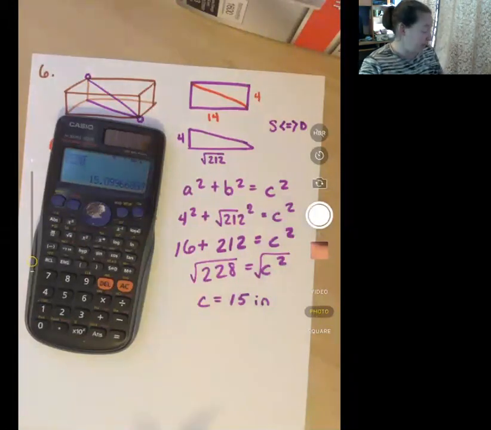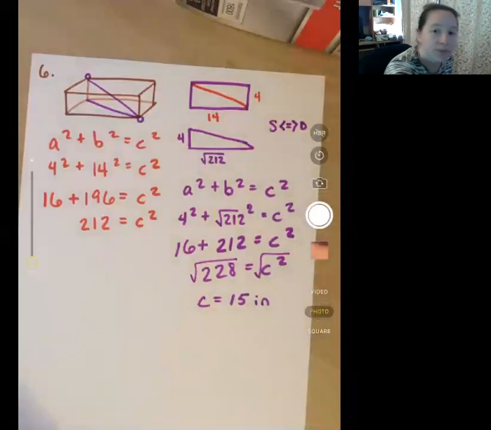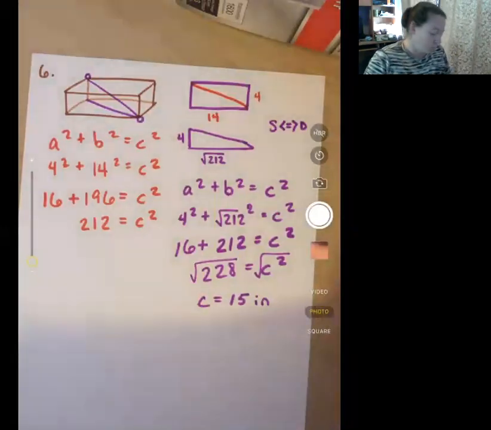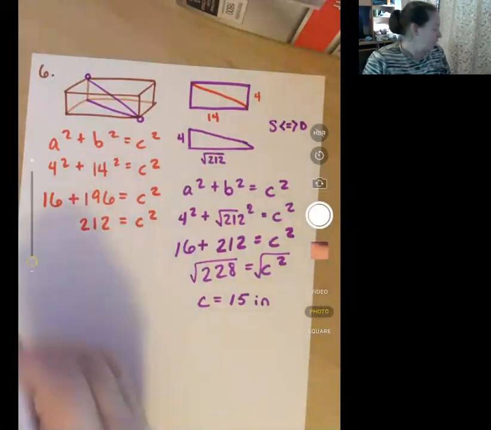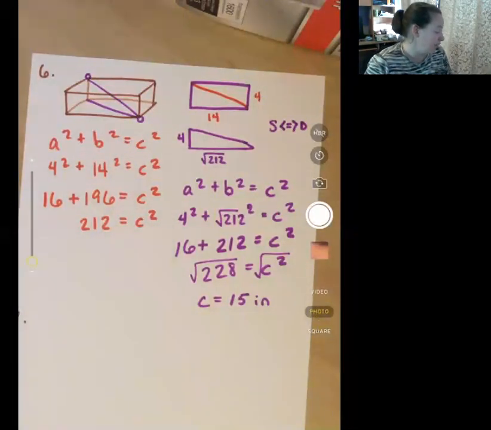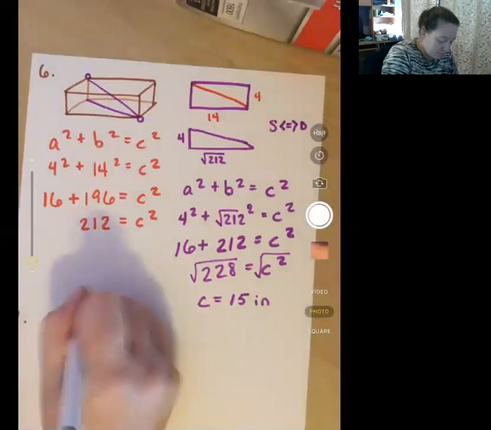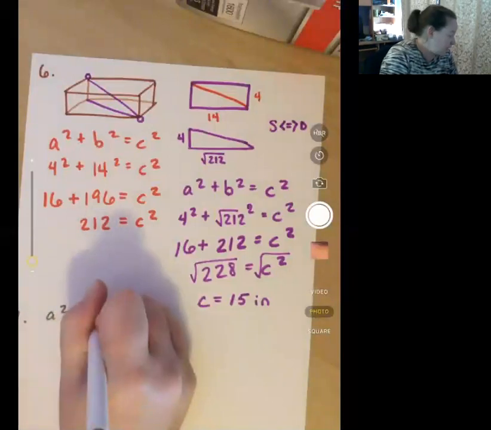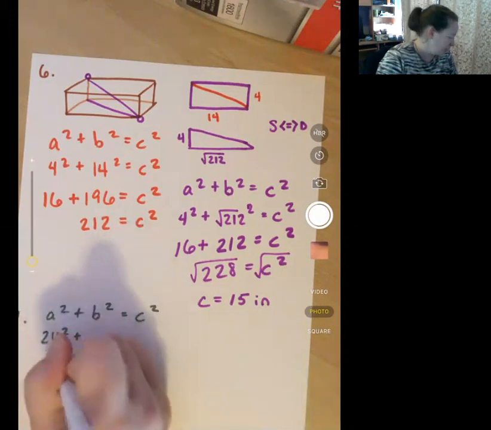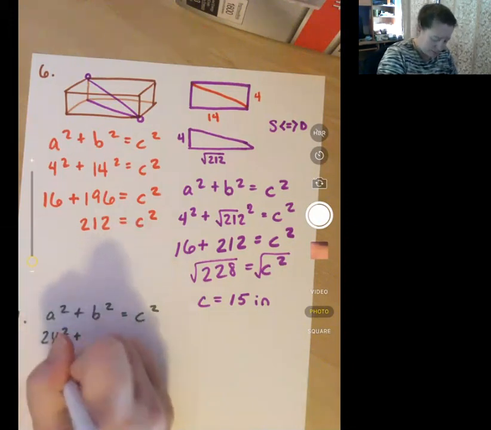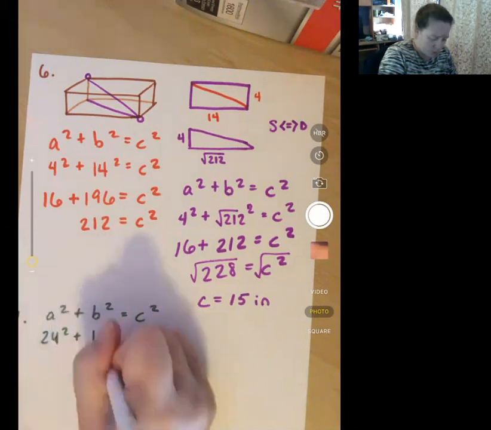All right, let's jump down to the guided practice. Number 1. Let's go with this color. It says the length of the missing side of the triangle. A squared plus B squared is equal to C squared. It tells us 24 squared plus 10, because that's the one that's not there, squared is equal to C squared.